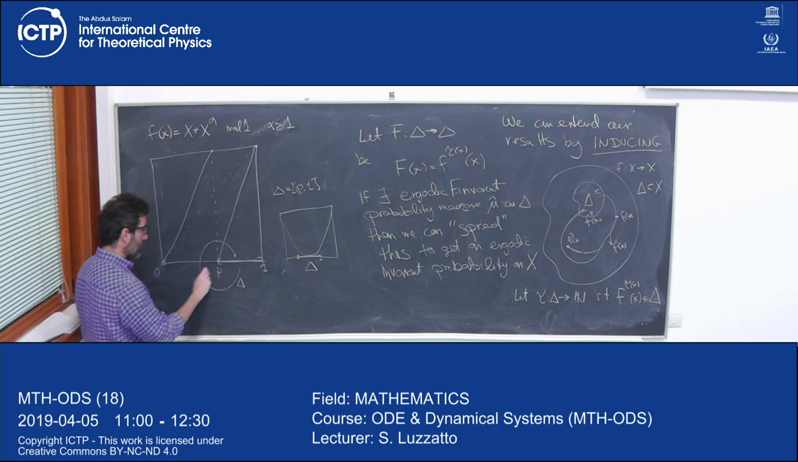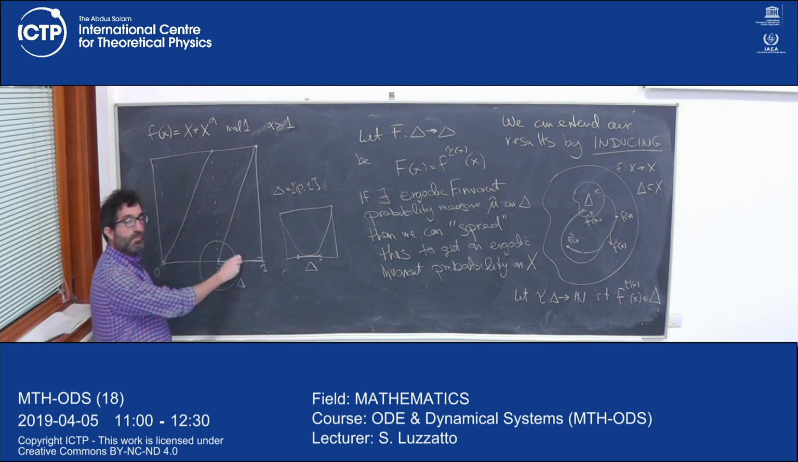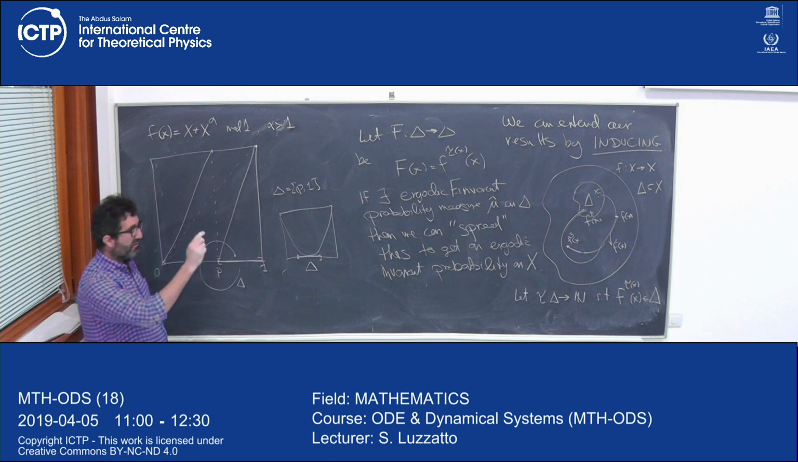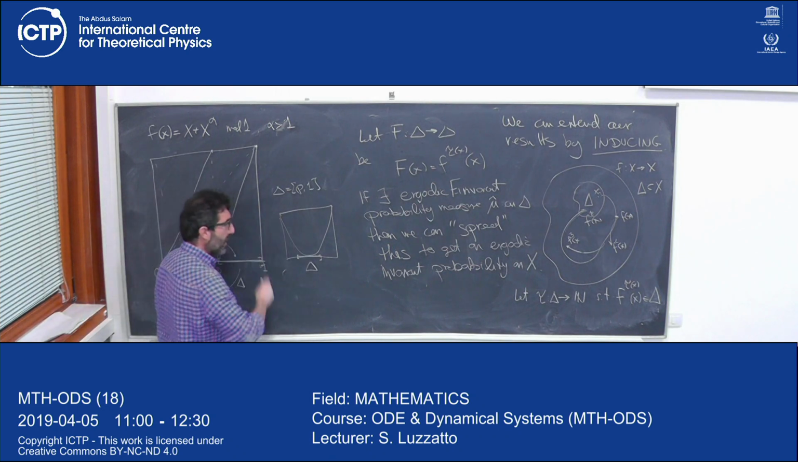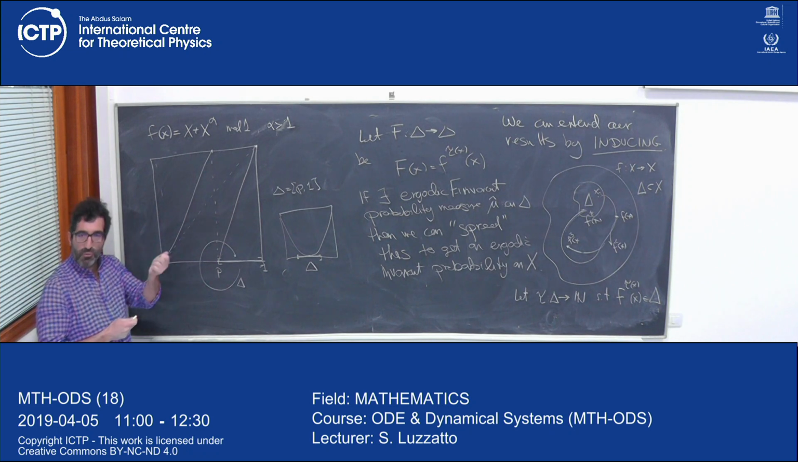So we look at these points and these points here. So for example, this point maps to here, and then it maps here, and then it comes back, okay? And we define an induced map from delta to delta. And in both cases, this induced map will be full branch, uniformly expanding with bounded distortion.